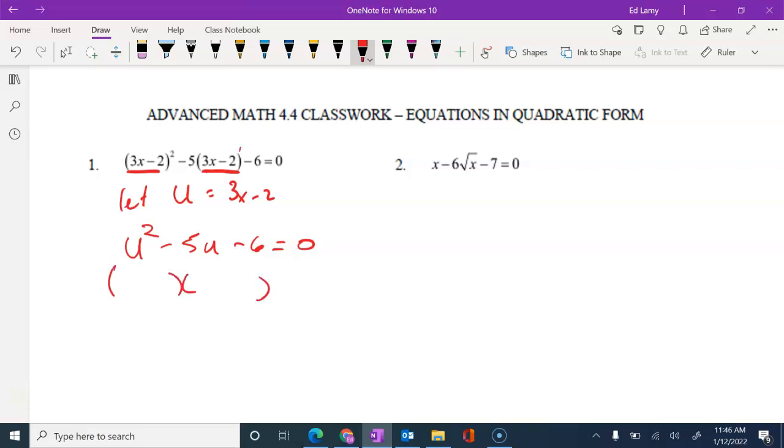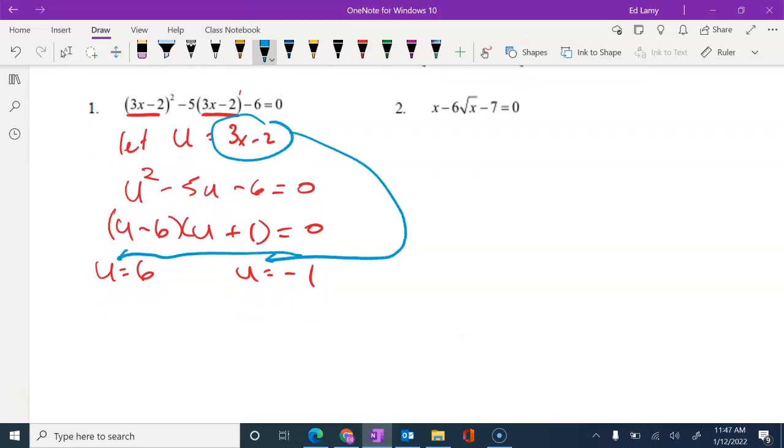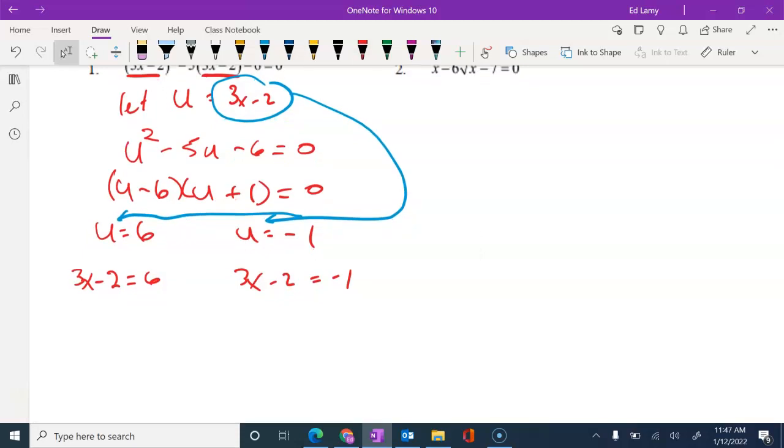Luckily, I think this one will factor, and it'll have to be a negative 6 and a positive 1. So if we solve that for u, u would be 6, or u could equal negative 1. But these aren't solved until we resubstitute. Plug this back in for u in both places and say 3x minus 2 is 6, and 3x minus 2 is negative 1. And solve both of those for x. u just helps us to get to x.